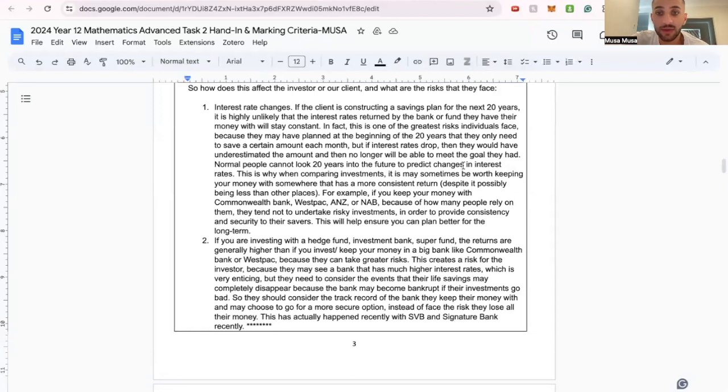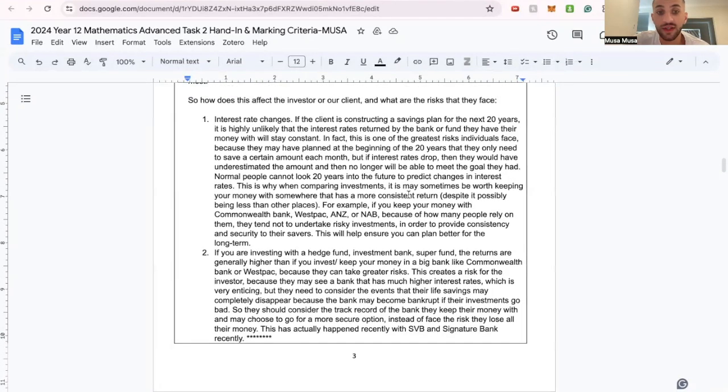It may sometimes be worth keeping your money with somewhere that has a more consistent return, despite it possibly being less than other places. For example, if you keep your money with Commonwealth Bank, Westpac, ANZ, or NAB, because of how many people rely on them, they tend not to undertake super risky investments in order to provide consistency and security to their savers. This will help you ensure you can plan better long term.